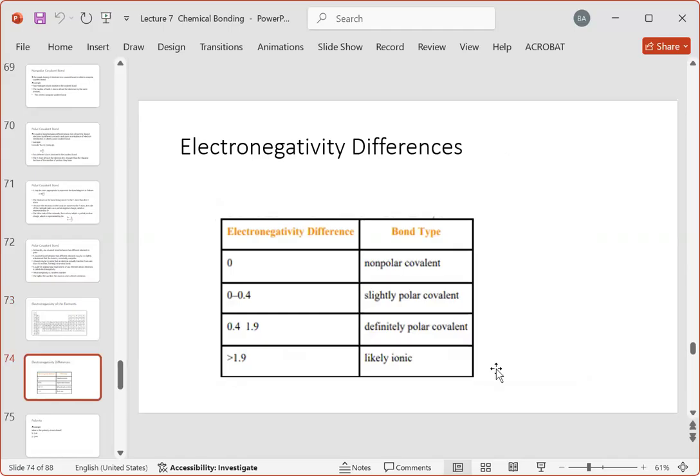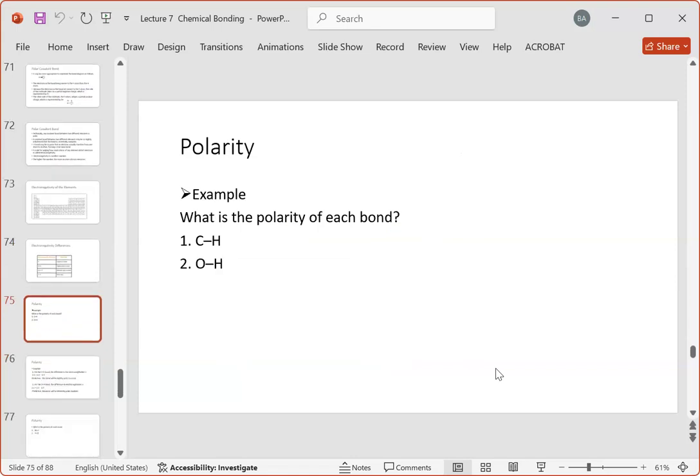Non-polar covalent, right? When the electronegativity difference is zero, then it's non-polar covalent. From 0 to 0.4, slightly polar. 0.4 to 1.9 is definitely polar covalent. And when it's greater than 1.9, it's likely ionic. All right. So now let's use this as an example to see how it's applied. See carbon and hydrogen bond, oxygen and hydrogen bond, right?